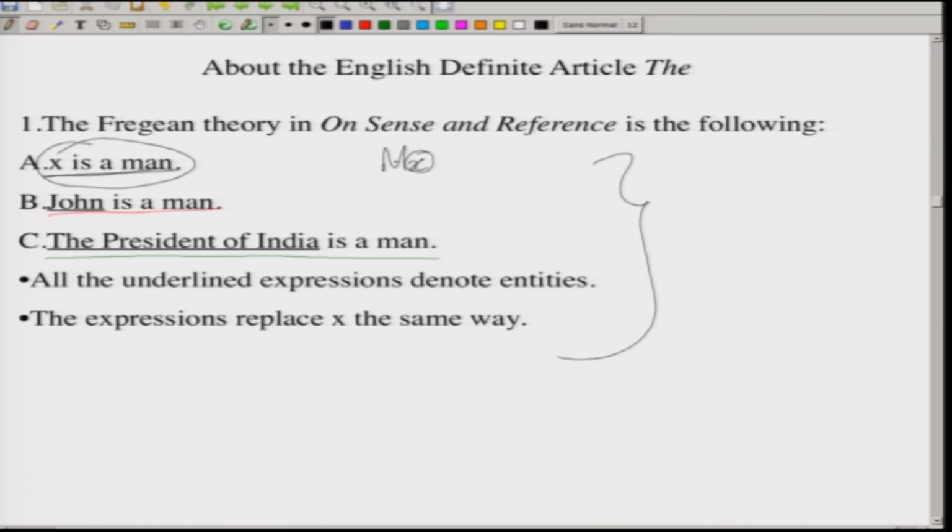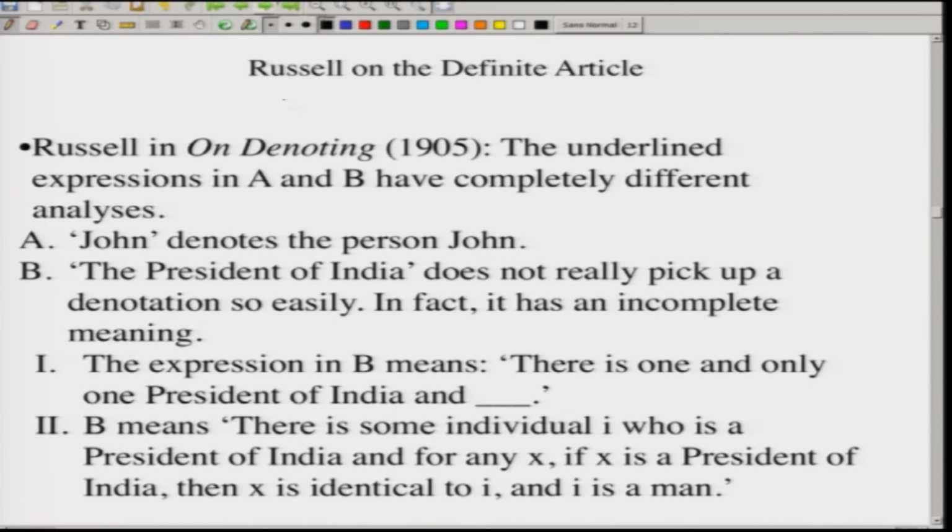But this was challenged by Russell, and this paper On Denoting, which was published in 1905, actually changed the very understanding of logic. It changed also the way people understood the English language, especially the definite description part, definite description in the sense of the, so and so. So, I am not talking about Russell's refutation of the Fregean theory. I am rather concentrating on what Russell actually said.